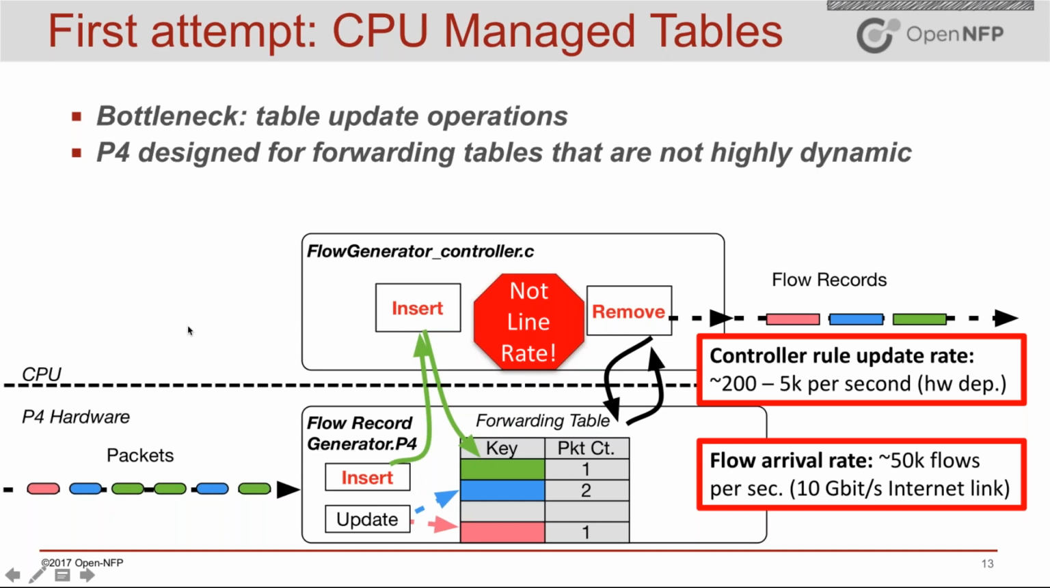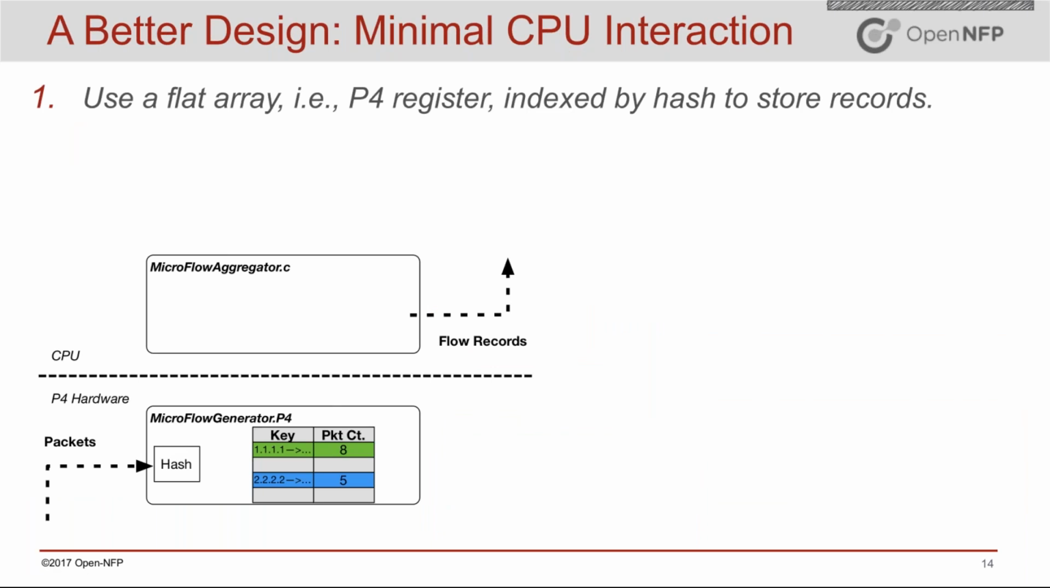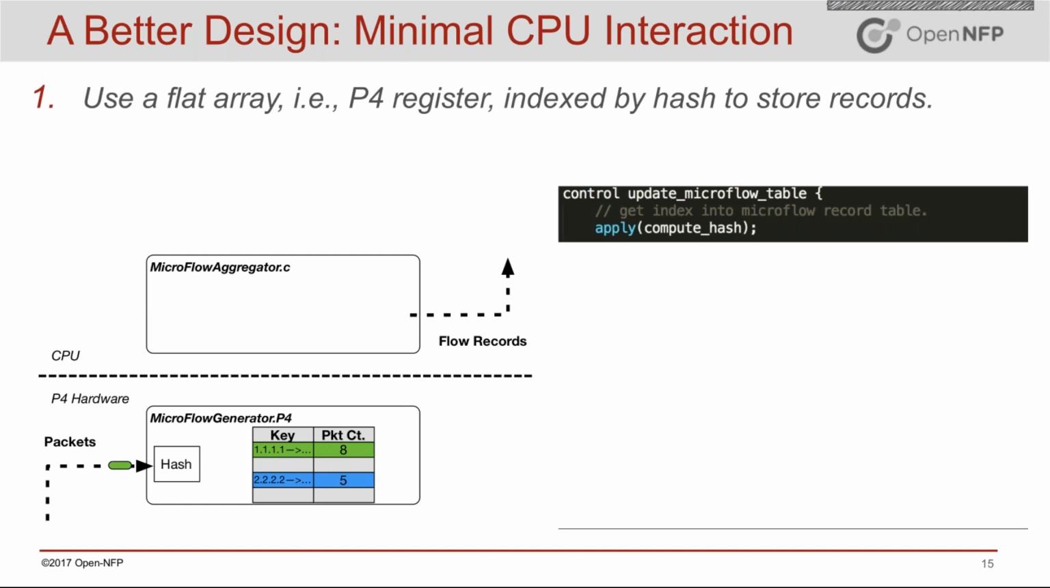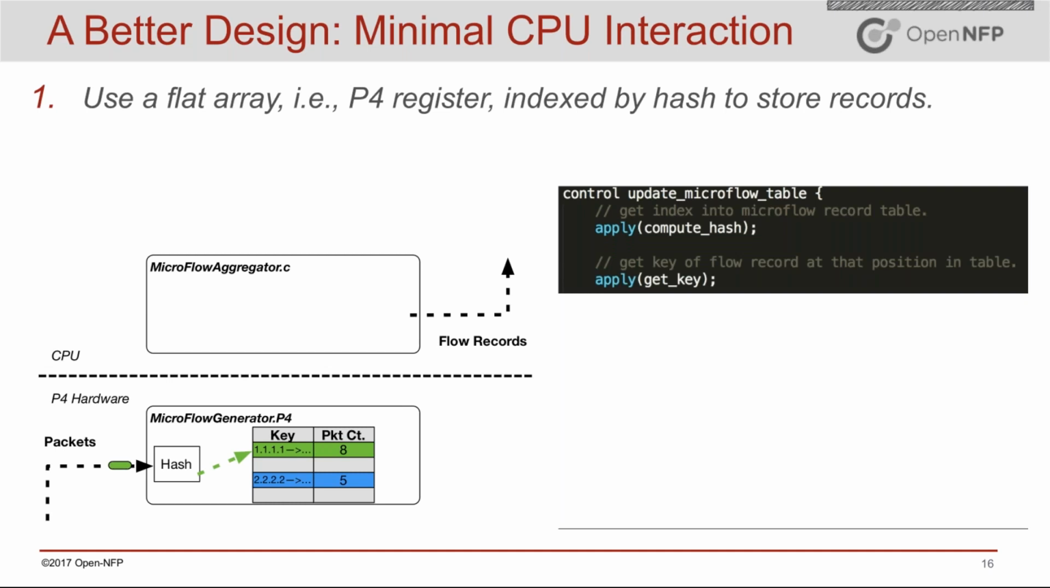Our second design, the one that we ended up using, was designed to keep the CPU process out of the critical path of updating the table that maps keys to flow features. Instead of using a forwarding table, we use a flat array in the P4 device that's set up using the registers that we use to store persistent state. It's a flat array that we just index based on the hash of the packet's key. When a packet comes in to the P4 component, the first thing we do is compute the hash of the packet's key, its IP five-tuple, and then we use this hash value to index into a position in our flat array.